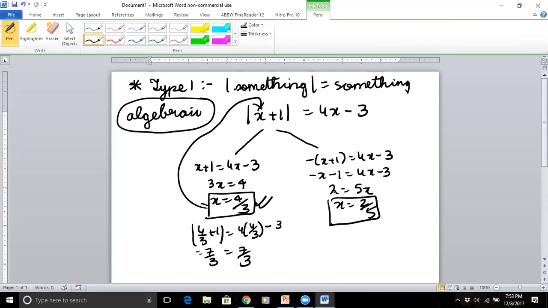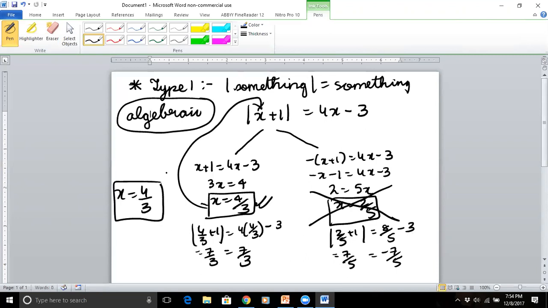But if I take x is equal to 2 by 5 and put it into the equation, mod of 2 by 5 plus 1 is going to be 7 by 5. But 4 into 2 by 5 is going to be 8 by 5, and I have to subtract 3 from 8 by 5, which will give me minus 7 by 5. In math, 7 by 5 can never be equal to minus 7 by 5. So you need to discard the solution x is equal to 2 by 5. So the only solution to this entire equation is x is equal to 4 by 3.